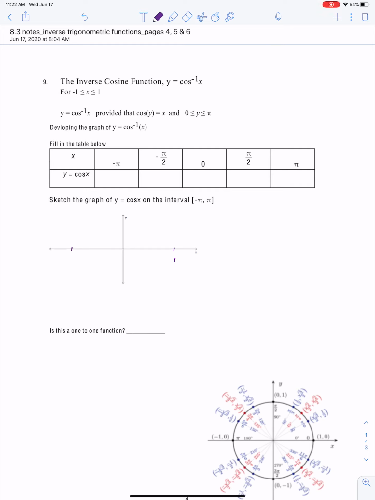Okay, these are the 8.3 notes, inverse trigonometric functions, pages 4, 5, and 6. And we are going to focus now on the inverse cosine function. We're going to follow the same path we did with inverse sine. We're going to look for patterns and see if we can make sense of why we restrict the range for cosine so that we can make it a function.